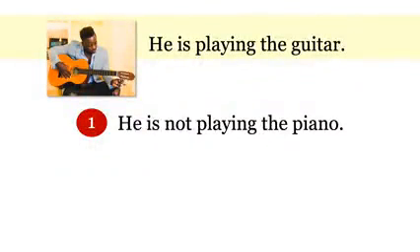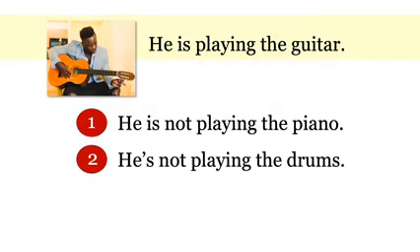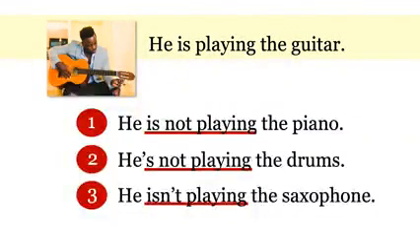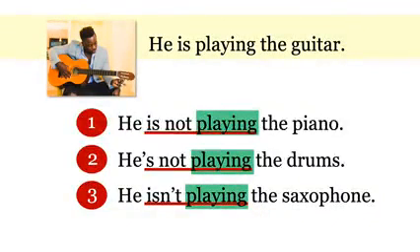Here is an example. He is playing the guitar. We can make sentences in the negative present progressive three ways. The first way, he is not playing the piano. The second way, he's not playing the drums. And the third way, he isn't playing the saxophone. The first way has not. The second way has a contraction. And the third way also has a contraction. But notice, the be verb is what we make contractions with. Playing never changes.